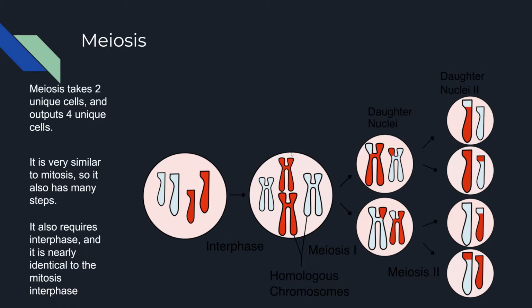Meiosis. Meiosis takes two unique cells and outputs four unique cells, which are completely different from each other. It is very similar to mitosis, so it also has many of the steps. Both meiosis and mitosis require interphase, which is nearly identical to the mitosis part.